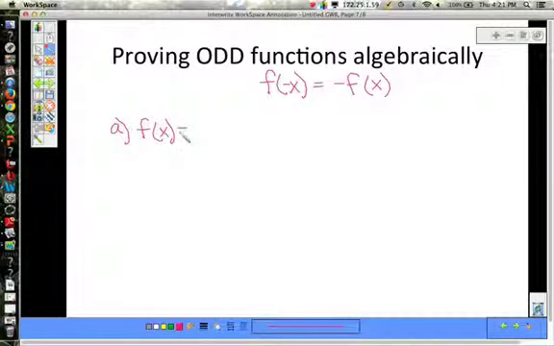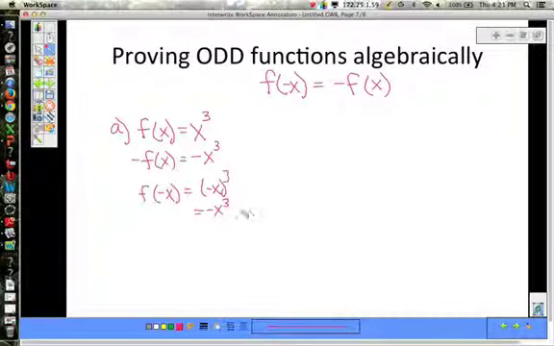So we had f of x equals x cubed. If we take the opposite of f of x, that's just going to be the opposite of x cubed, and that negative needs to stay since it's an odd power. And then if we take f of negative x, we plug in negative x, we get negative x cubed. And we can see that these two are the same.